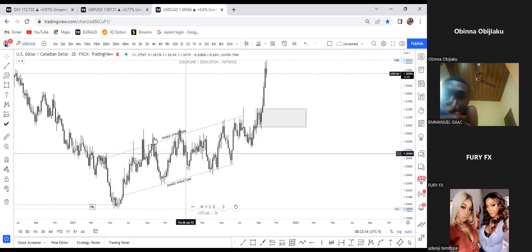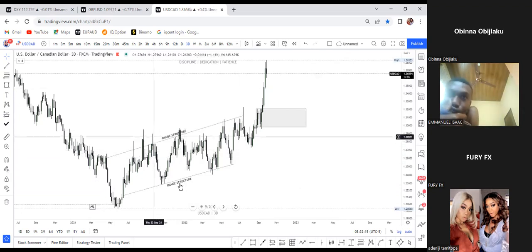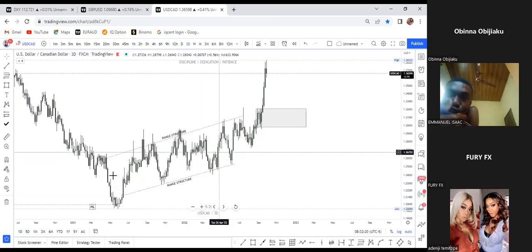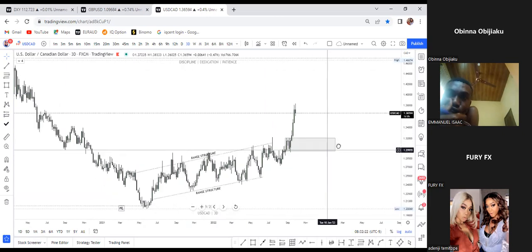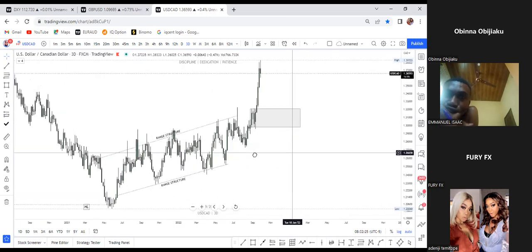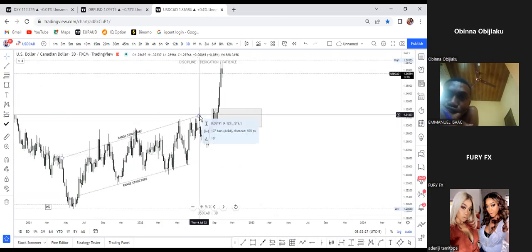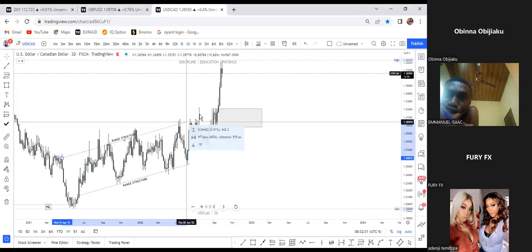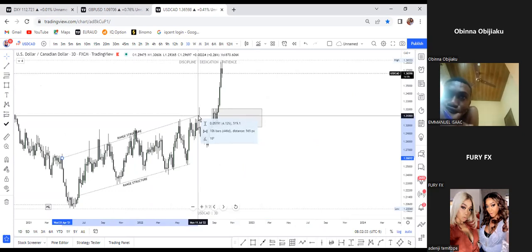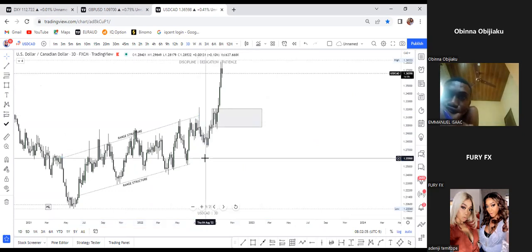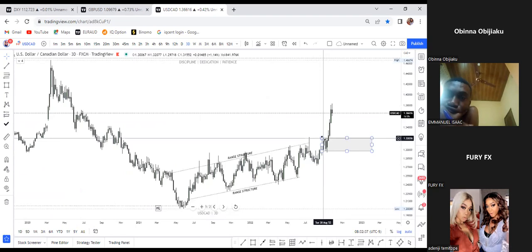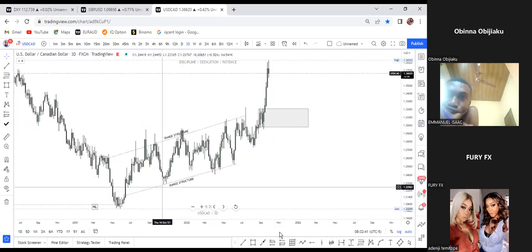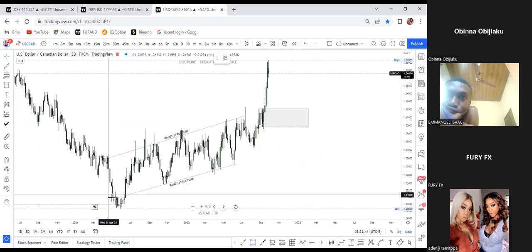Now, in a range structure, we have a premium and we have a discount. Price can move in a range structure for over 1 year, 2 years, 3 years, even 5 years, even as far as 15 years.